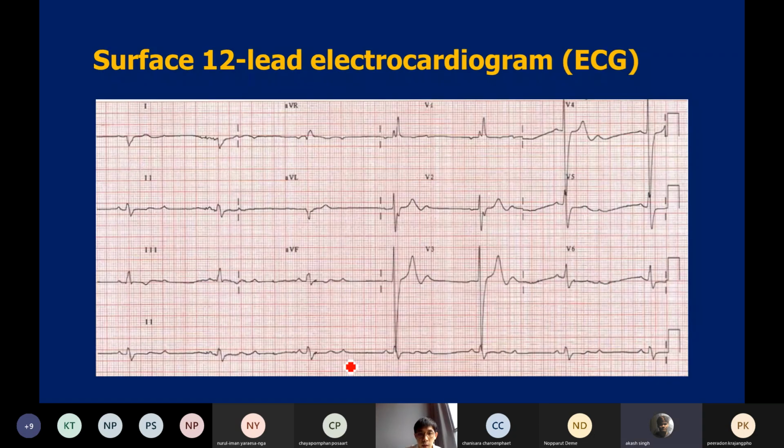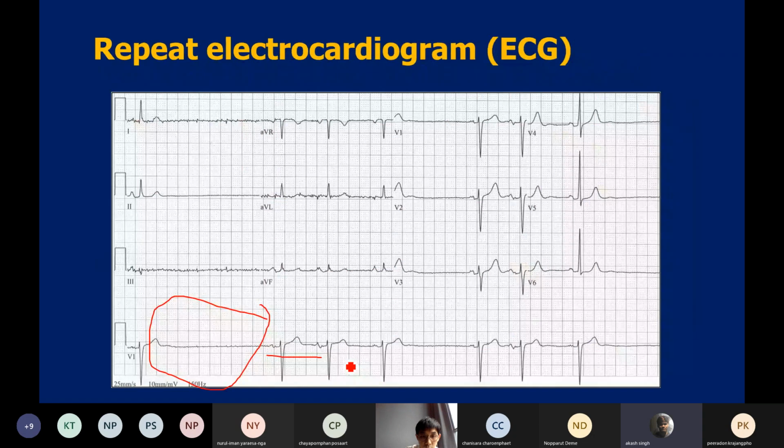Why at lead 3 is it showing more like atrial fibrillation? I think it's an artifact. Artifact is not atrial fibrillation. You see that if it is atrial fibrillation, it should show in all leads. If there is some abnormal wave only in some leads, most likely it is artifact.